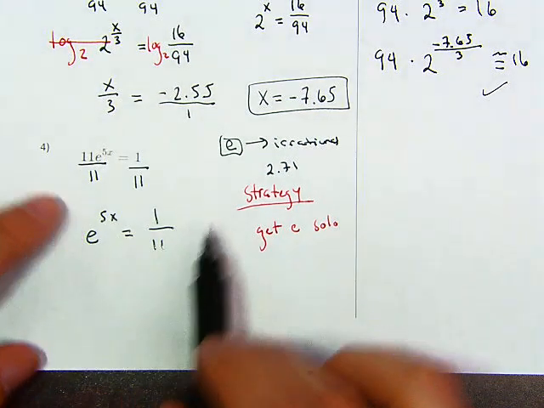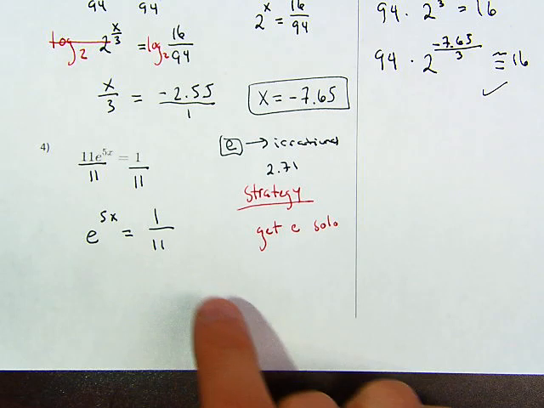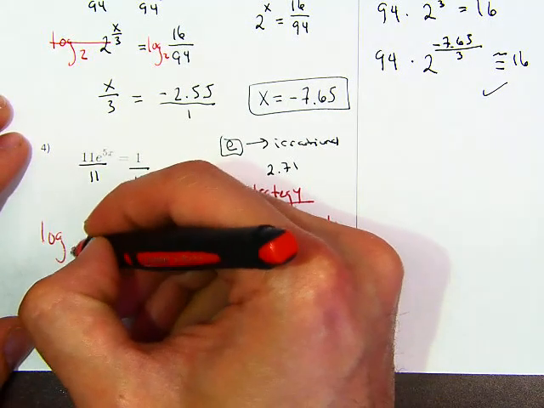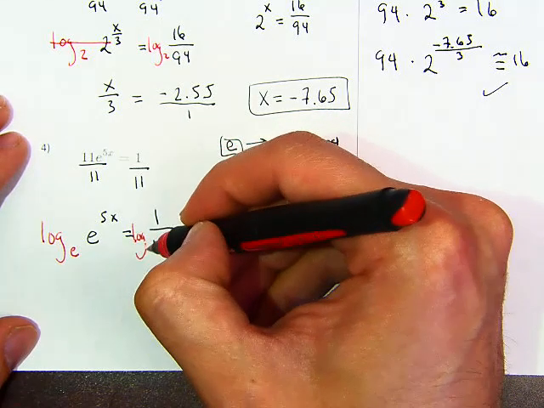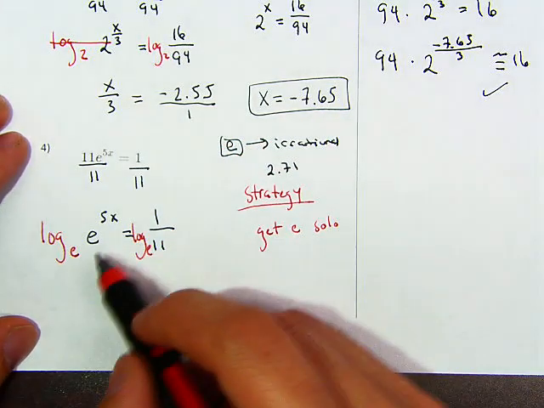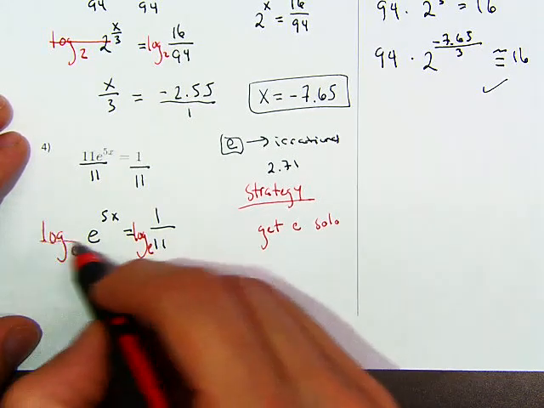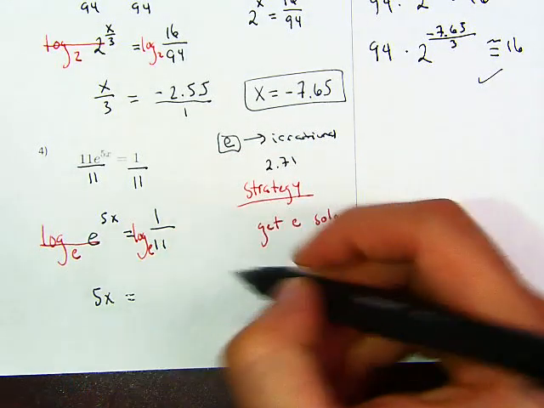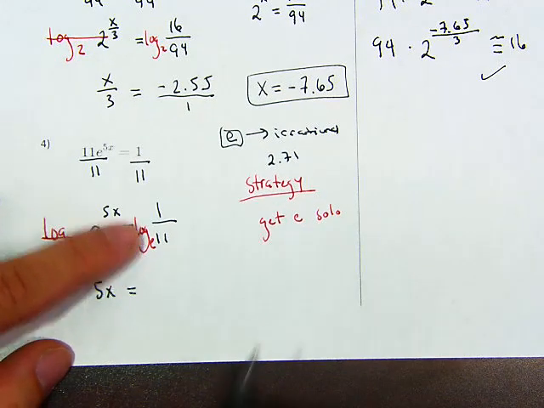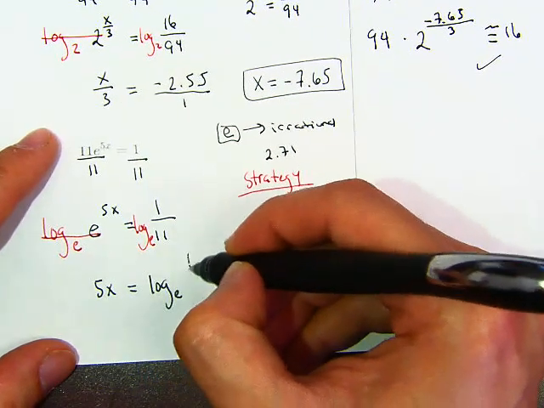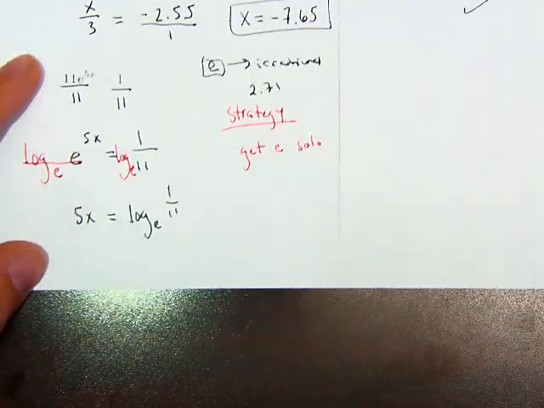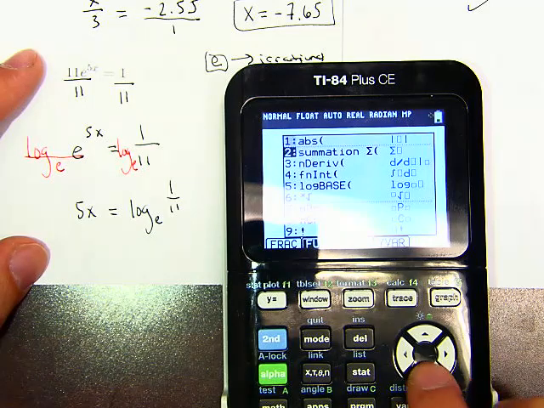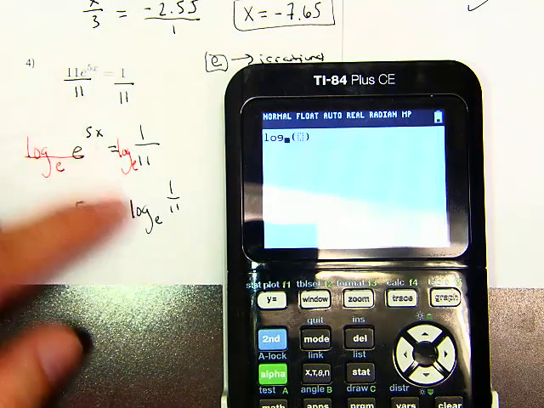Now from here, what do you think you're going to do to both sides of the equation? You want to take log base e on both sides of the equation. Okay, because once you log e on both sides, this cancels, and you're just left with 5x equals whatever this is. So we need to do log base e of 1 over 11. And what will this equal? Well, same idea, right? We go alpha, window, log base. We'll put an e here.